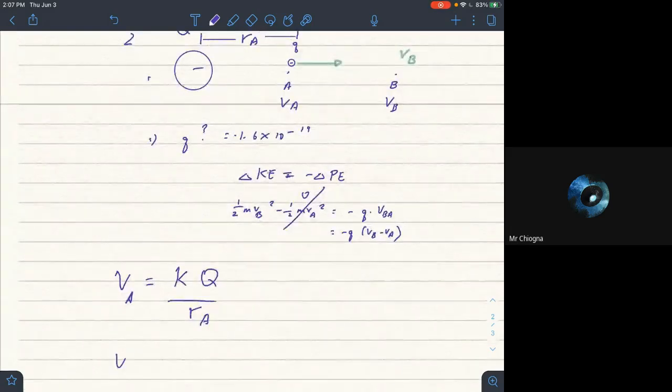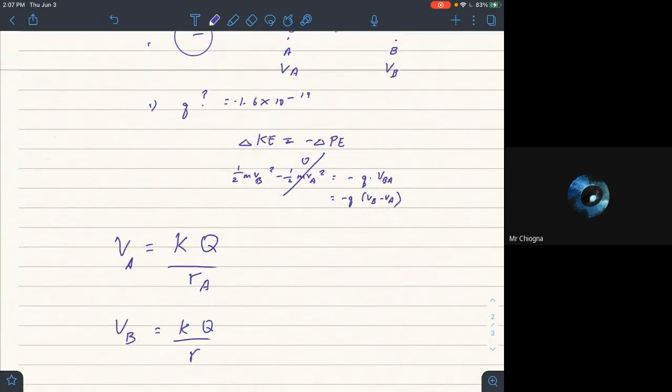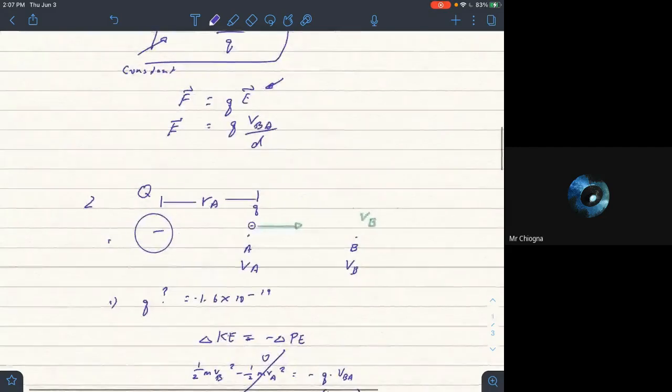Okay, what about VB? KQ, same source, except over RB. Draw in RB. Where's RB? From what to what? Draw it in. From the source charge Q to, yeah. Let me just finish drawing my spectacular straight line.